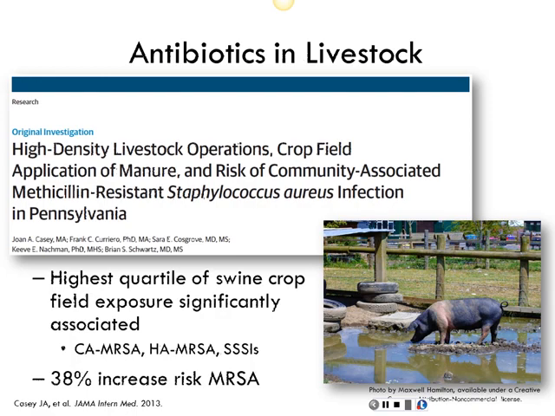So this big study that came out in the summer of last year looked at high-density livestock operations, application of manure, and risk of community-acquired MRSA. This was up in Pennsylvania, and they looked at crop fields in which swine manure was used as the primary source of fertilizer, and they separated areas of Pennsylvania into quartiles. This quartile didn't have very many crops with manure exposure. This top quartile had a lot of exposure, and what they found was that people who lived in the highest quartile were significantly more at risk for developing community-acquired MRSA, hospital-acquired MRSA, and skin and soft tissue infections, by 38%. So we know that there is a correlation between using antibiotics in animals, livestock specifically, and development of resistance.